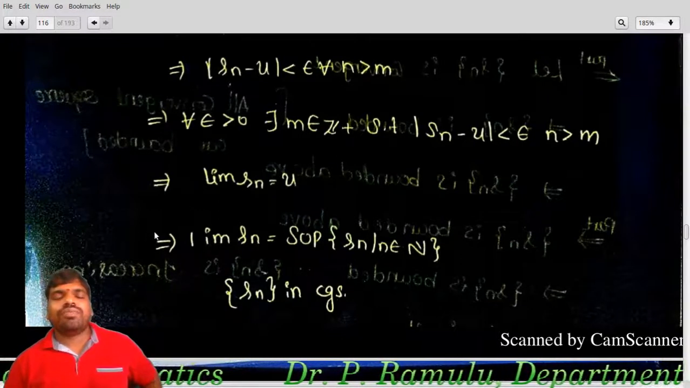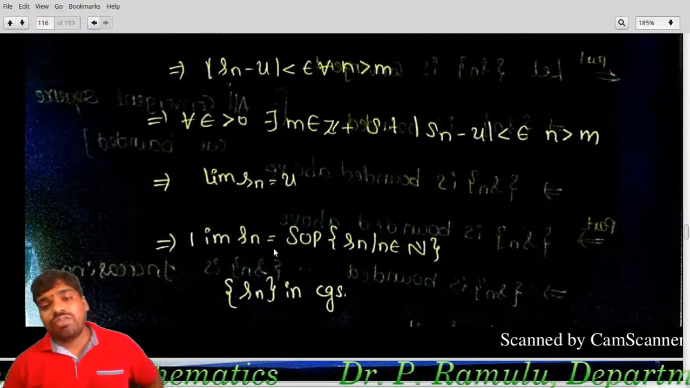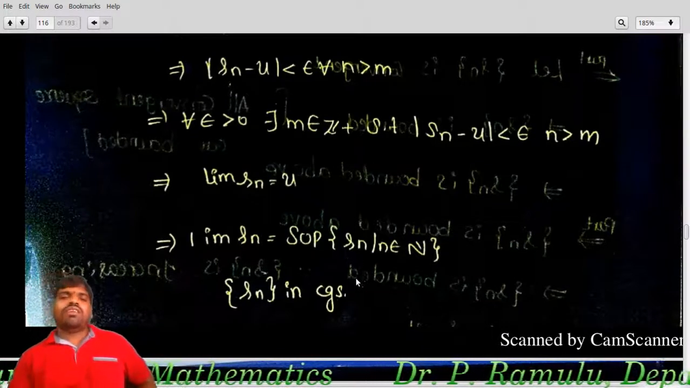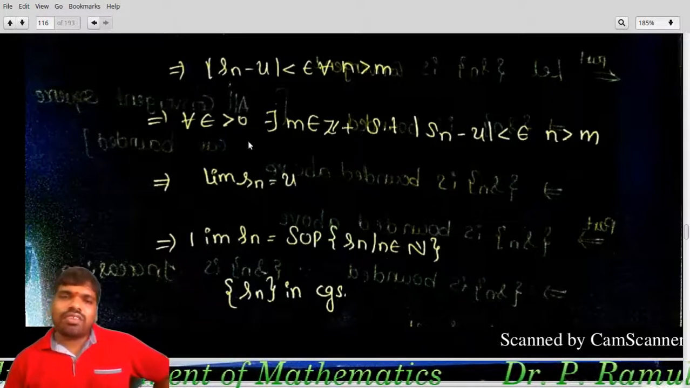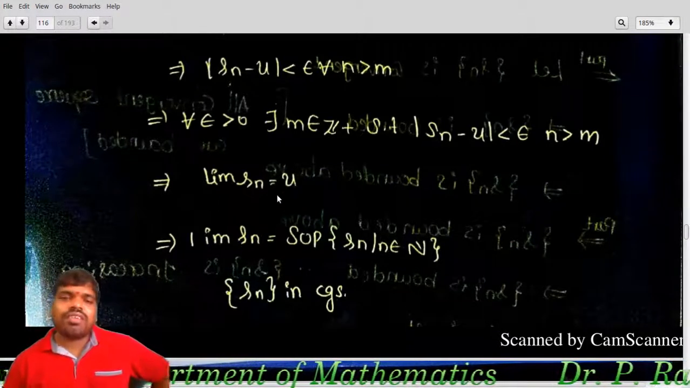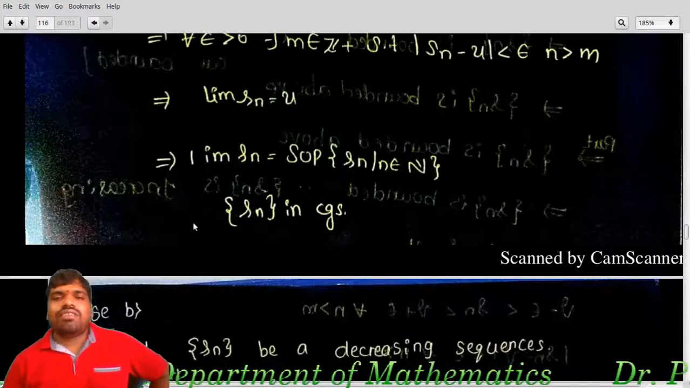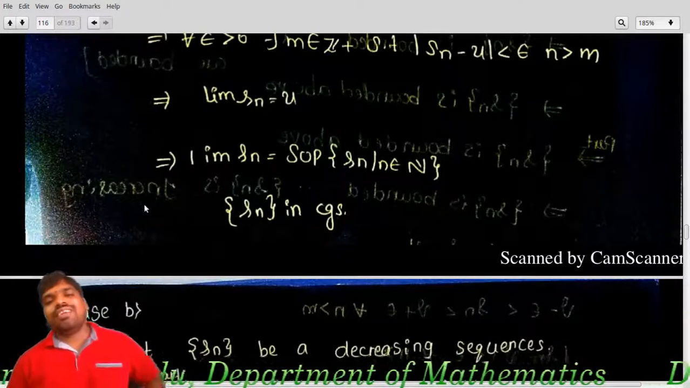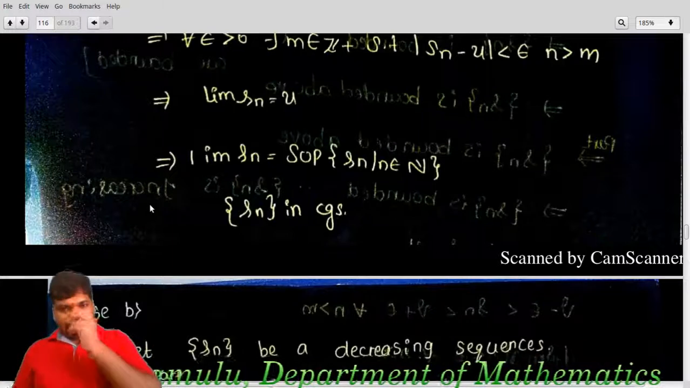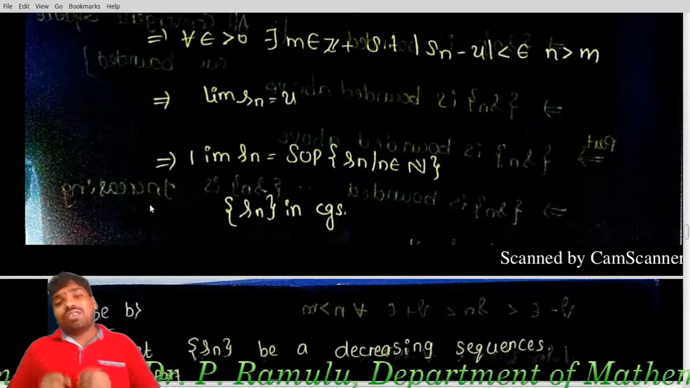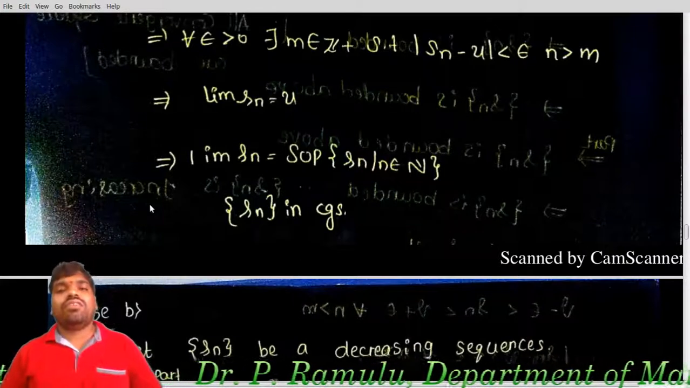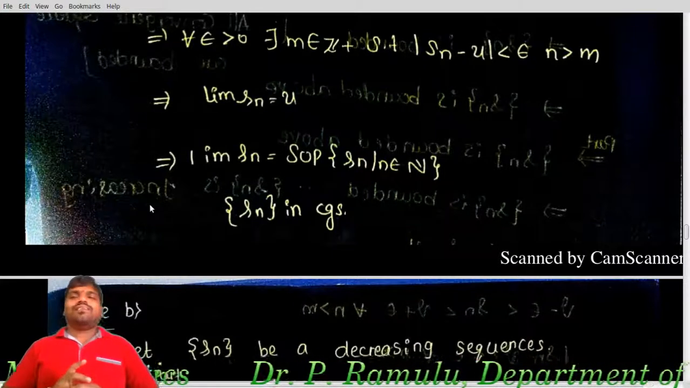Which implies lim Sn is equal to sup of Sn such that n belongs to N. This is u, I am holding the supremum. Therefore, Sn is convergent. An increasing bounded sequence is convergent. So, an increasing bounded sequence converges to the supremum of Sn only. So, case A is proved.